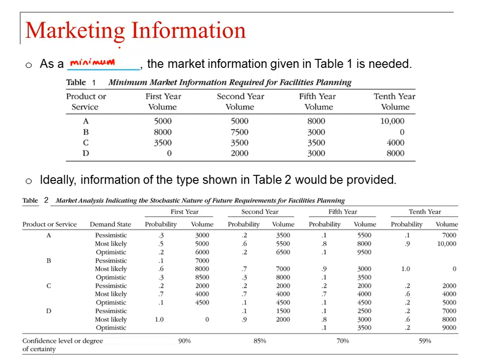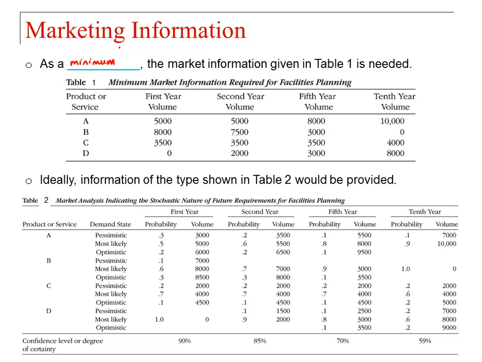Ideally, and this is not always the case, having information such as that in table number two will be great. Instead of just showing you point estimates for each one of the years, we are also providing information about different scenarios, divided in three: the one that is pessimistic, the one that is most likely, and the one that is optimistic. So if everything goes well, then we expect to sell this many units. But if things don't go as we planned, then the minimum number of units that we should produce is 3,000. And then the most likely scenario is kind of the expected value or the average. And we assign some probabilities to each one of those scenarios. So the probabilities for that particular product should always add to 1.